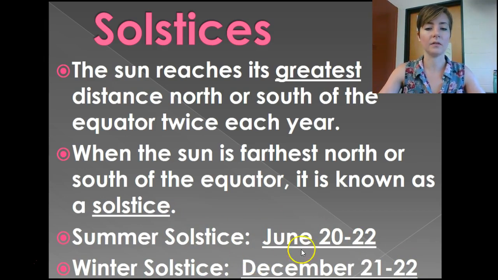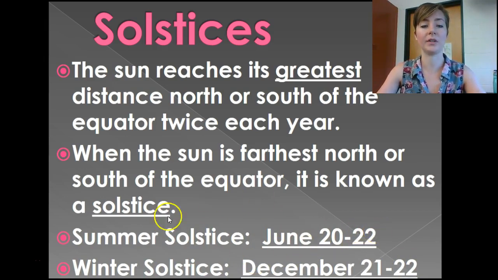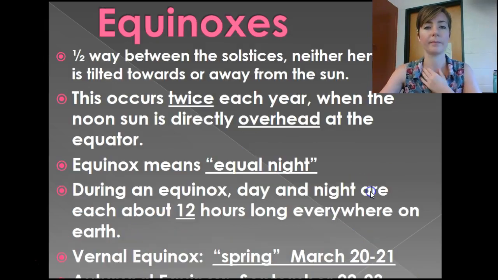And if we were in the southern hemisphere, these 2 days would be switched. So winter solstice would be June, summer solstice would be in December. But for us, summer is June, winter is December.